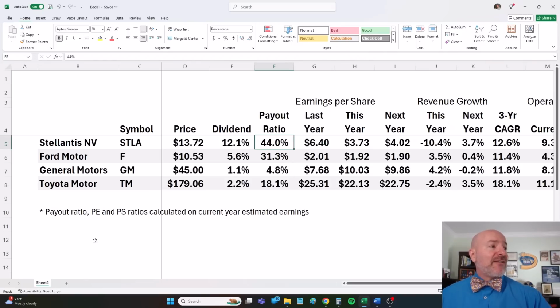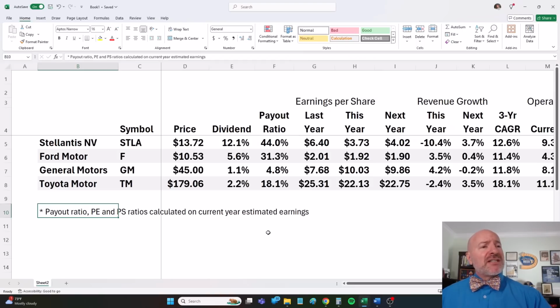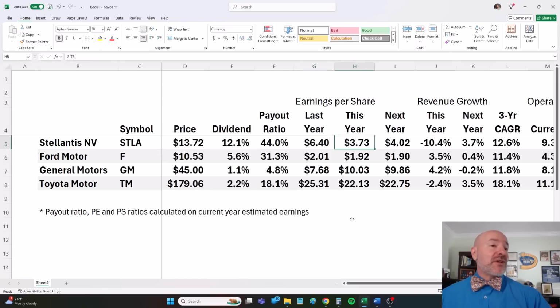How I got that, and for a lot of these, I used a little bit different calculation than what you're going to see with Yahoo Finance, because we do see some very big earnings changes this year for these companies. For example, earnings for last year for Stellantis were $6.40 a share. This year expected just $3.73. So, a big drop in earnings this year.